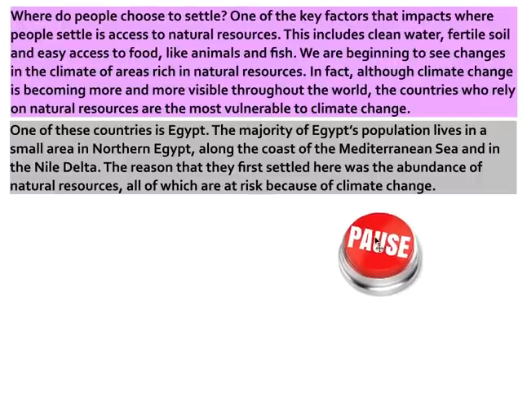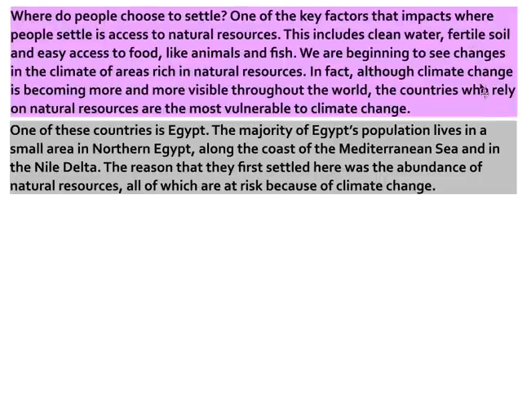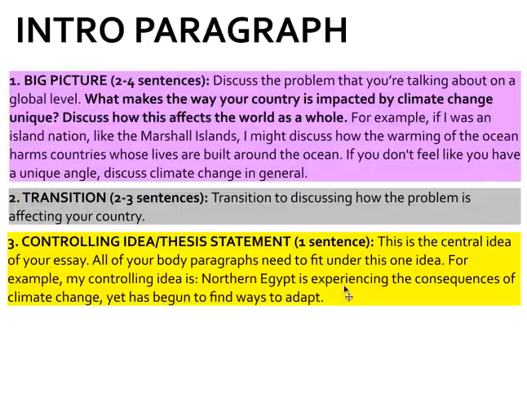Okay, at this point, you should have written the big picture as well as a transition to discussing your particular country. Now we need our controlling idea or thesis statement. This is the most important sentence, and it's probably the easiest to write. Your controlling idea or thesis statement is the central idea of your essay. We've learned a lot about how to identify the central idea. The central idea, remember, is the big idea that we see developed throughout the text. This is your controlling idea. All of your body paragraphs need to fit under this one idea.